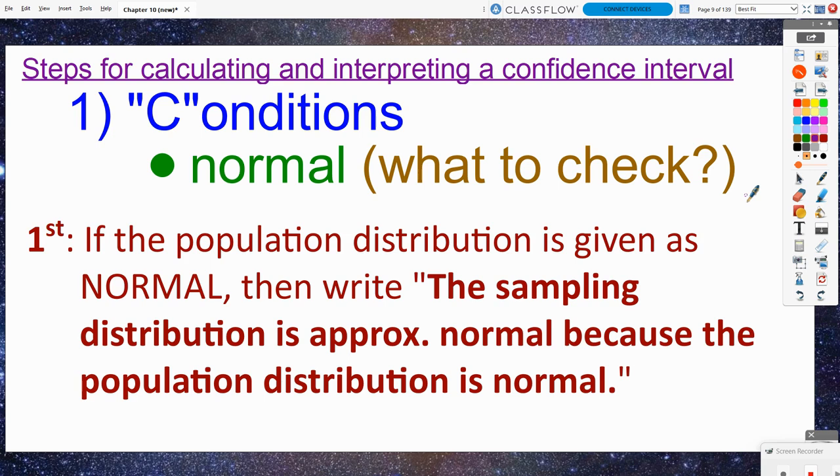Now, how often is this going to be given to you? Probably not very often, but when it does pop up, this is going to be such an easy check. So again, first check, do they tell us anything about the population distribution? Is it approximately normal? Because if so, then this is all you have to write to verify that claim.